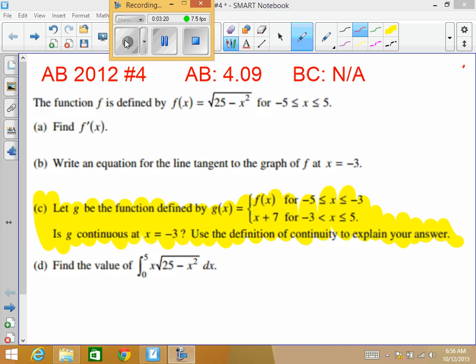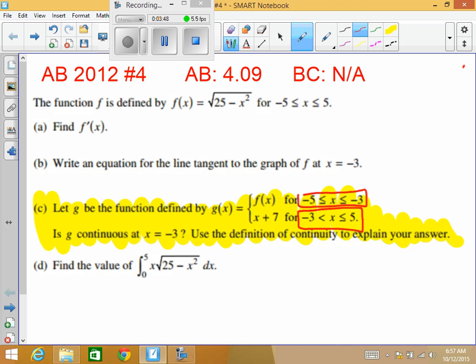Part C introduces a new function, g, and it tells us that g is equal to f of x for a certain interval, and g is equal to a different function for a different interval. Now we want to find out if g is continuous at x equals negative 3, and it even gives us a clue to use the definition of continuity to explain our answer.